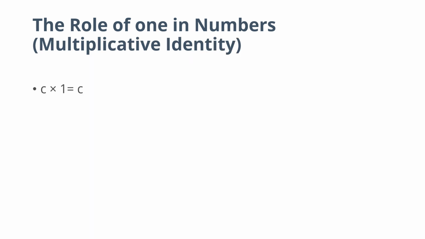Next is the role of 1. Again, if you take any rational number, 1 multiplied by 3 by 5 or 1 multiplied by any rational number, it is going to give you the same number. So again, in case of multiplication, identity is maintained using the number 1.